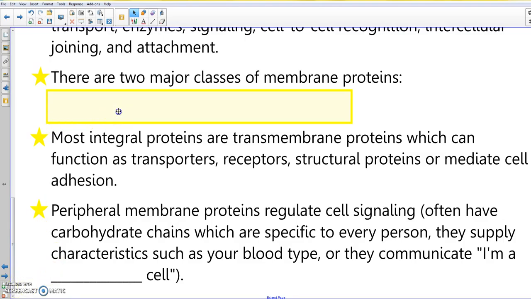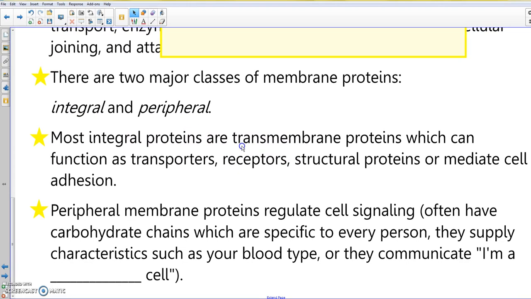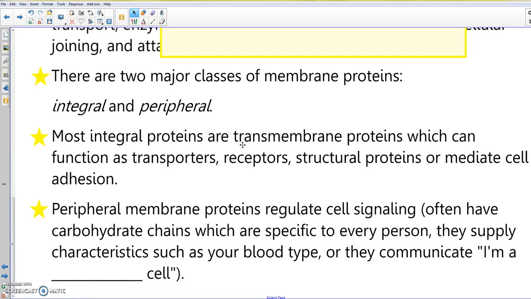And then there are two major classes of those proteins, the ones that go all the way through the cell membrane and the ones that are just stuck on the side. And so in class we talked about how integral proteins are transmembrane proteins. They go all the way across the membrane.